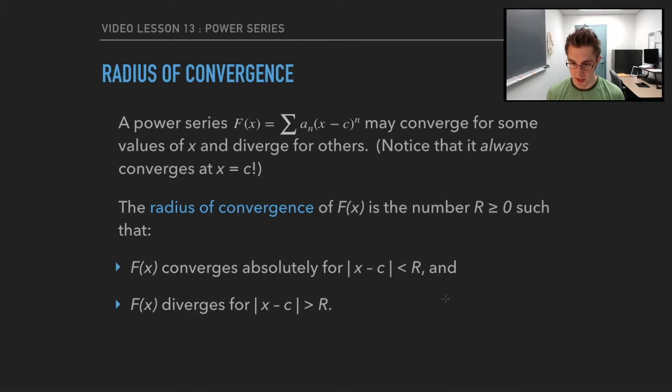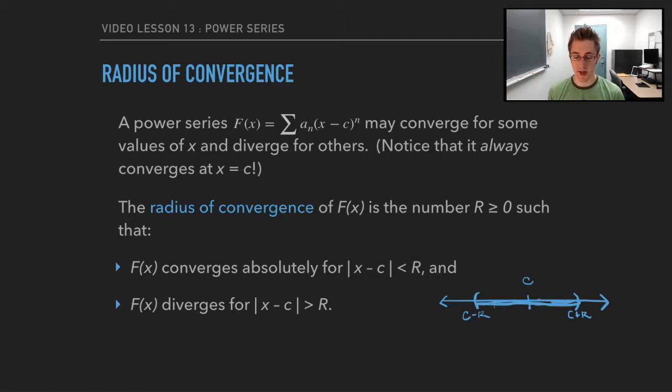So here's the picture you should think of. This is my number line, and I have c, the center. And then I go a distance R backwards to c minus R, and a distance R forwards to c plus R. And so the radius of convergence is the number such that for every value between, so maybe this open interval, between here and here, everything in here, whenever I plug any number in here into the series, I get something that converges absolutely.